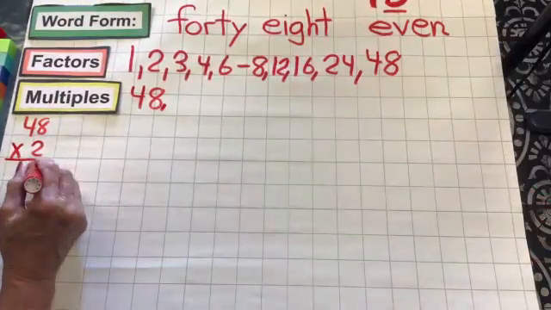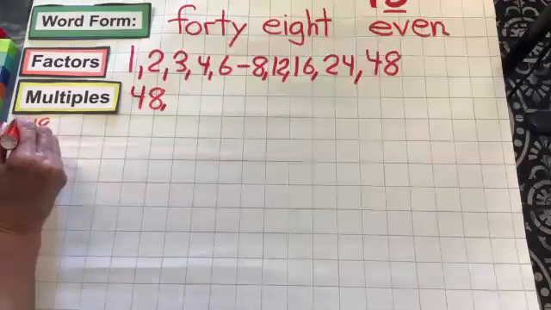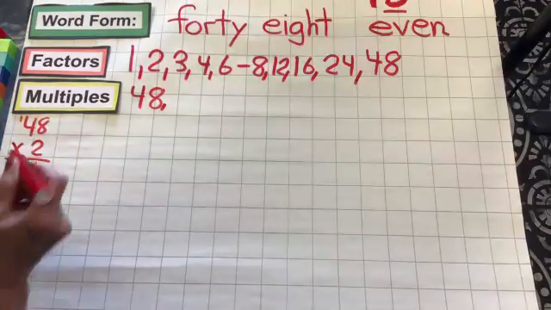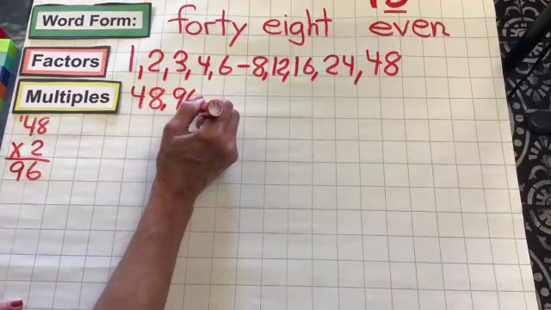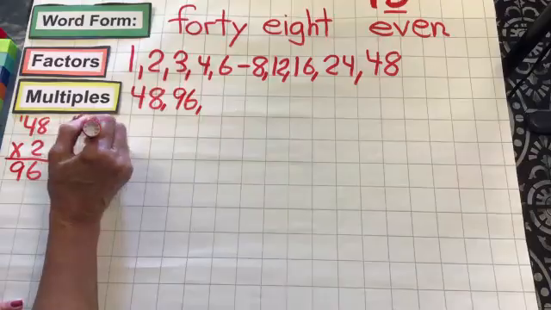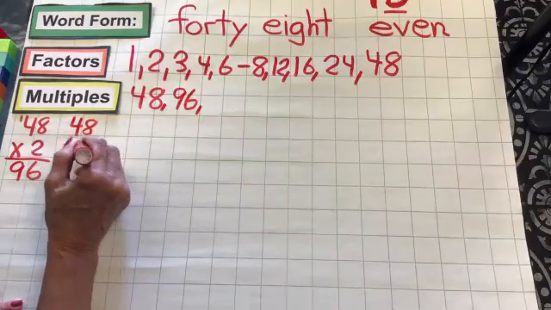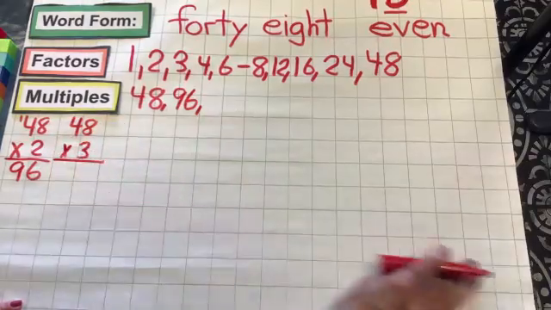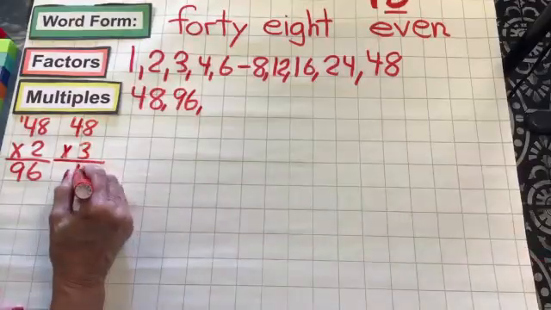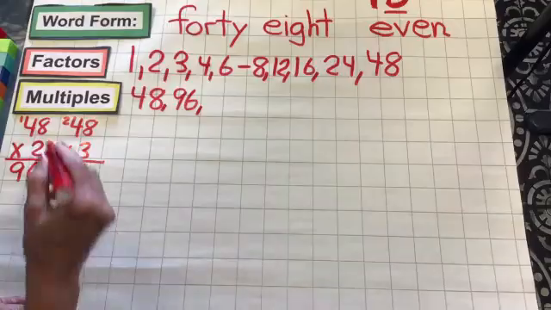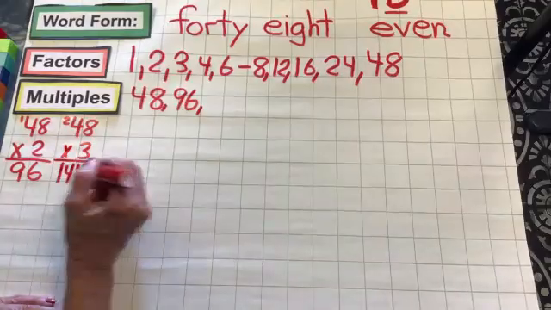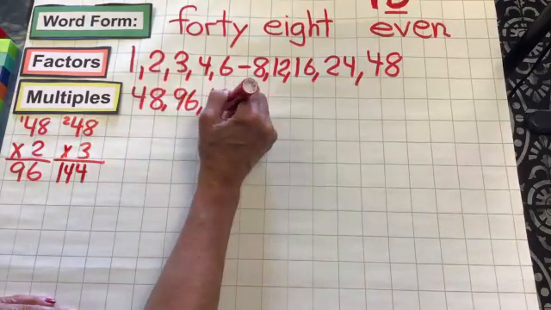2 times 8 is 16. Drop the 6, carry the 1. 2 times 4 is 8, plus 1 is 9. So 96 is our second one. 3 48s. 3 times 8 is 24. Drop the 4, carry the 2. 3 times 4 is 12, plus 2 is 14, 144.